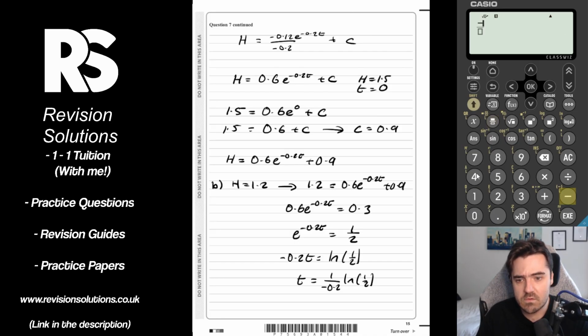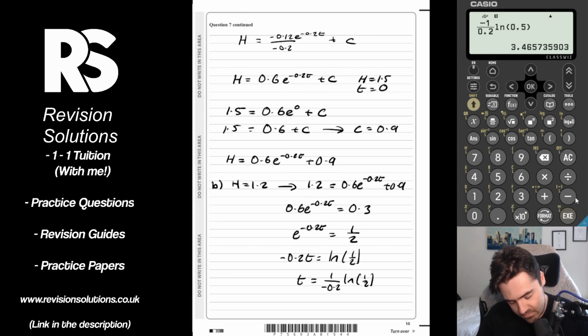We have minus 1 over 0.2. Where's the natural log button on this calculator? Shift log of a half. That's 3.465 something. So we know the final answer is going to be 3 hours.